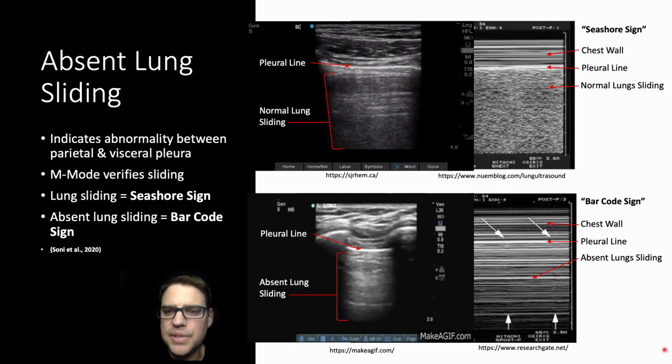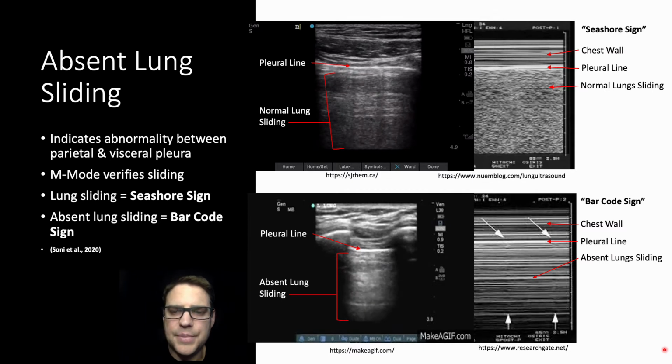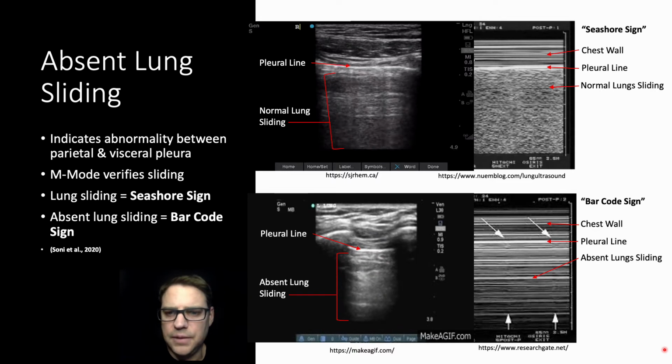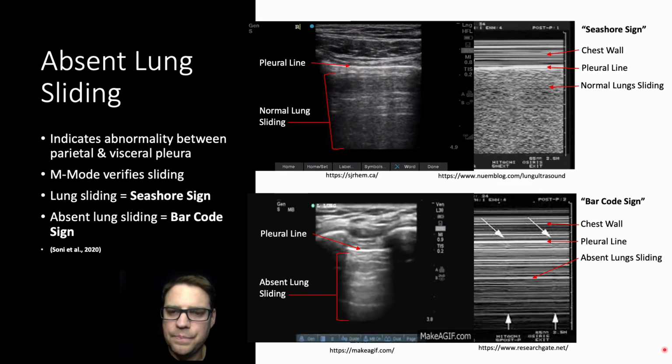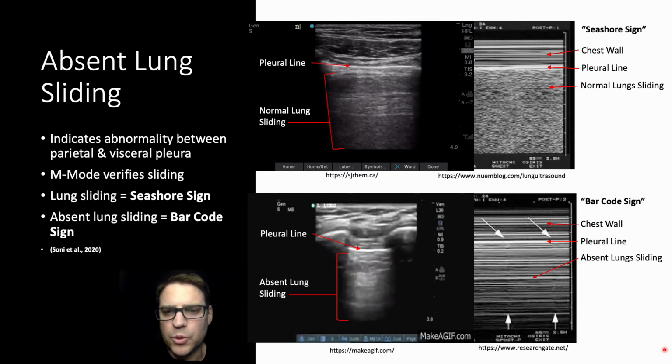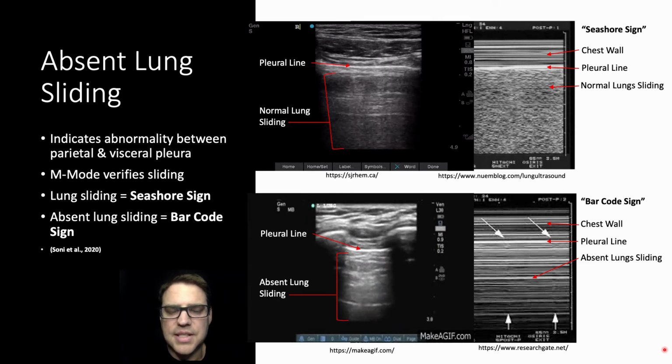Sometimes lung sliding can be difficult to detect, and when that happens, we use M mode, which can verify the presence of lung sliding or the absence of it. If lung sliding is present, M mode will produce the seashore sign. If lung sliding is absent, M mode will produce the barcode sign.